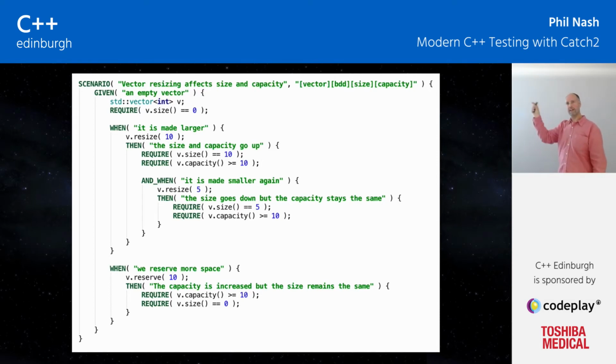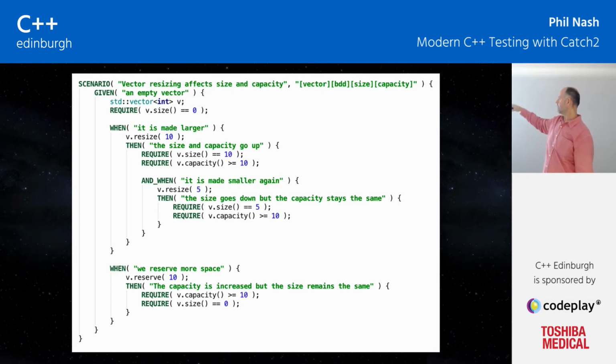All of these macros just add a little string prefix. So that should be scenario colon, and then the name of the scenario. You can see I've given it lots of tags there as well. And then given, when, and then, they're just sections. Again, with the prefix. But look how this reads. Just sort of a natural language.